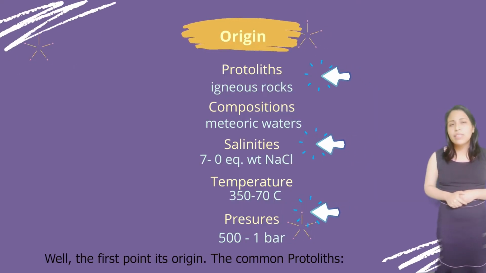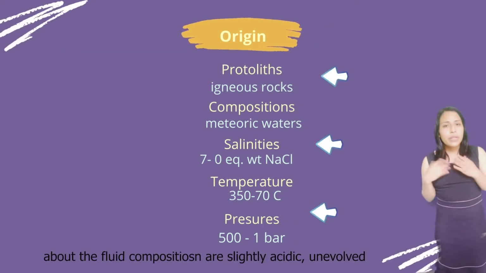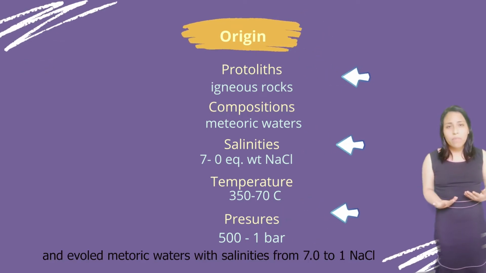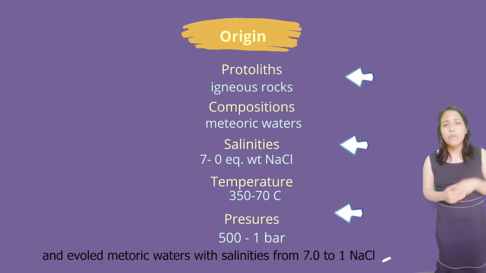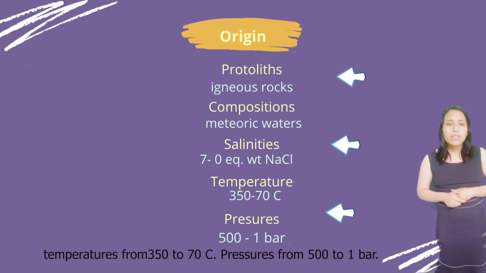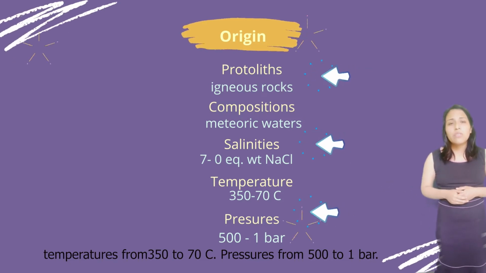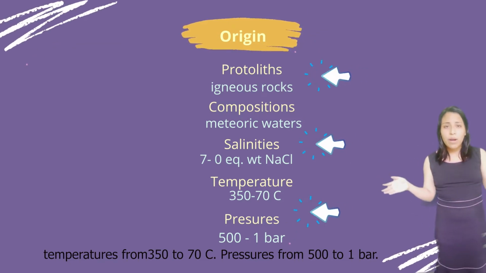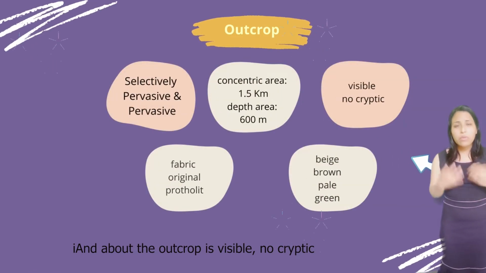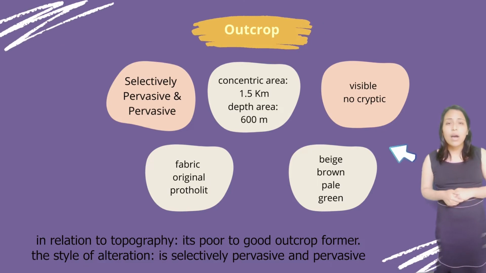The common protoliths are intermediate to mafic igneous rock. The fluid composition is slightly acidic, and involves meteoric water with salinity from 7 to 1 percent sodium chloride, temperature from 350 to 70 degrees centigrade, pressure from 500 to 1 bar. The alteration is visible, not cryptic. In relation to topography, it's a poor to good outcrop former.